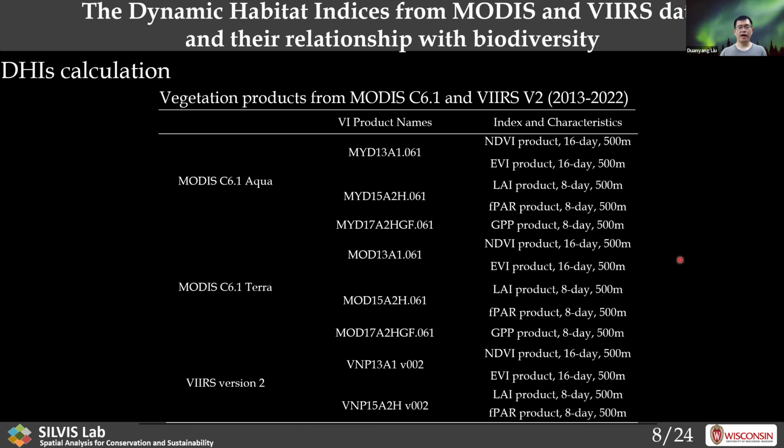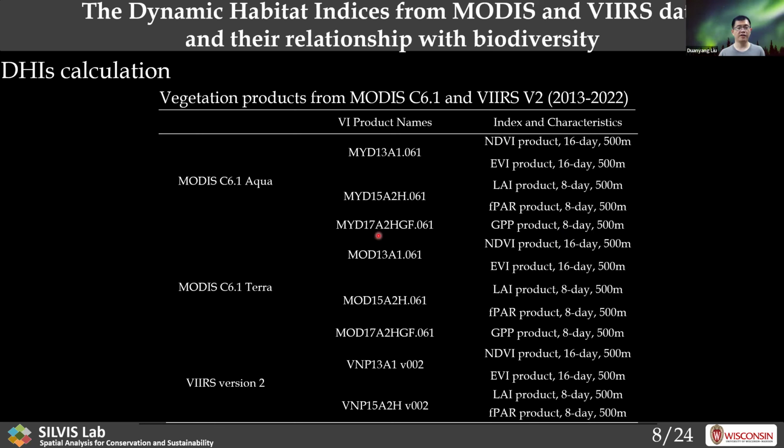And in my work, I used the vegetation products from MODIS and VIIRS. I used 5 different vegetation products, each for a 10 year time period from 2013 to 2022. Here the NDVI, EVI, LAI, FPAR, those 4 products are from both MODIS and VIIRS. And we also incorporate the GPP from only MODIS.